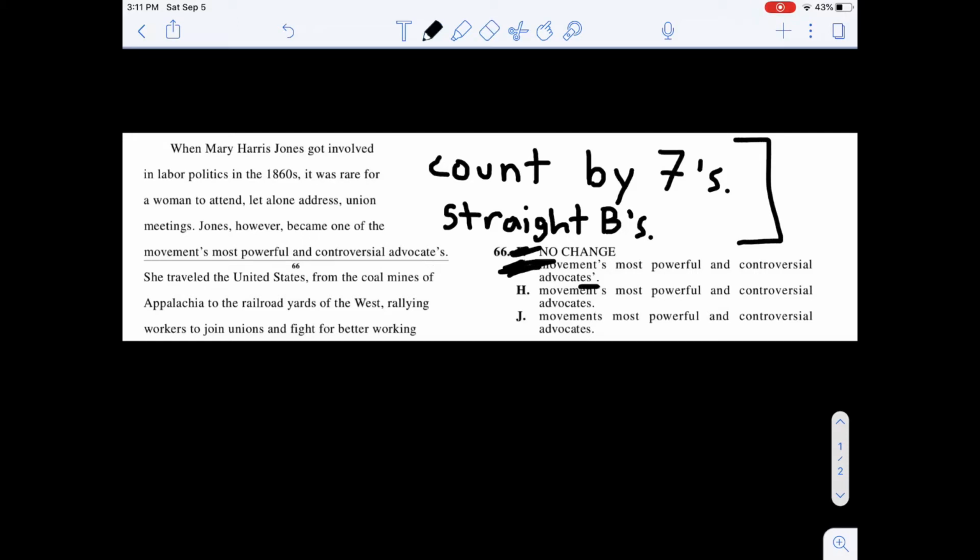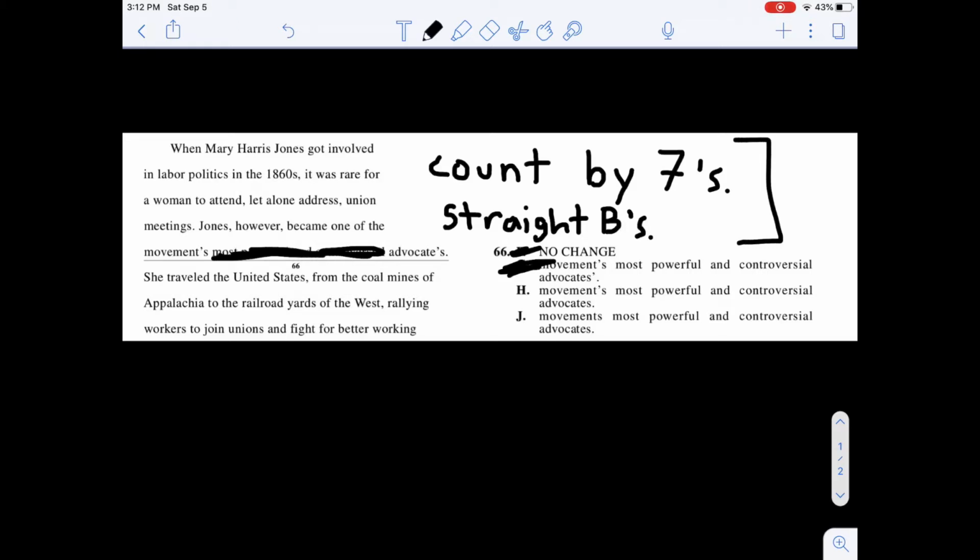Now if we look at number 66, strictly in context of the possessive, using the apostrophe with possessives, what do we have? The sentence says, Jones, however, became one of the movement's most powerful and controversial advocates. Try and ignore that apostrophe with advocates. But do we need the apostrophe with movements? Does the movement possess or own something? Well, it does. If these are just descriptions or adjectives, we can cross these out here. The sentence is essentially saying, Jones became one of the movement's advocates, and the movement owns the advocates.